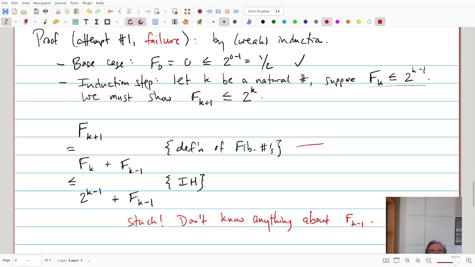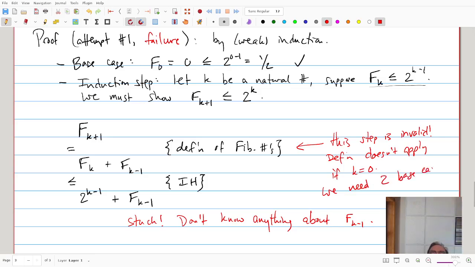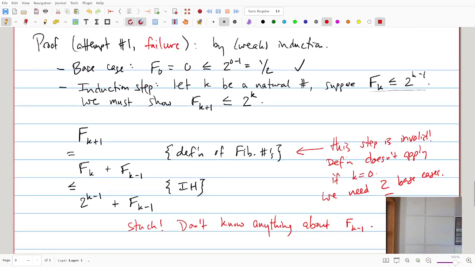So this step is invalid. Right? It's only true, or I'll say the definition doesn't apply. Any questions about that before I fix it?